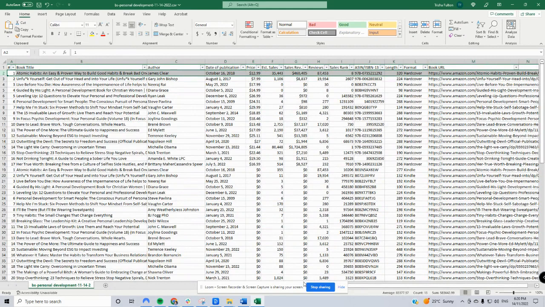So you can be confident. Just have a look at the books that are doing really well. Read the reviews and find out what's working well for that book and what's not working well.